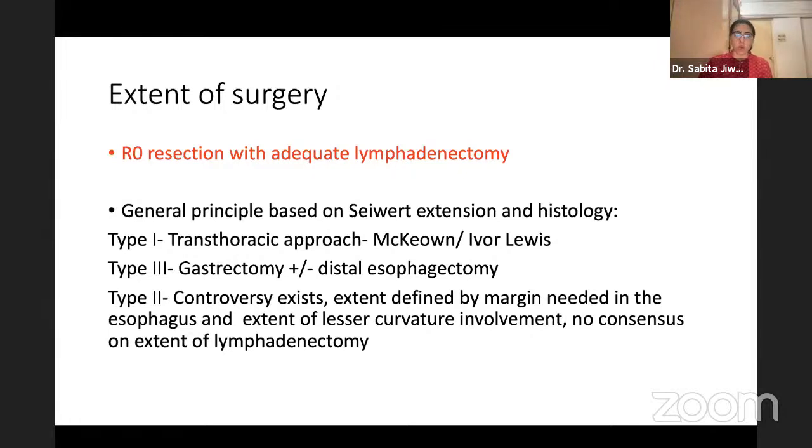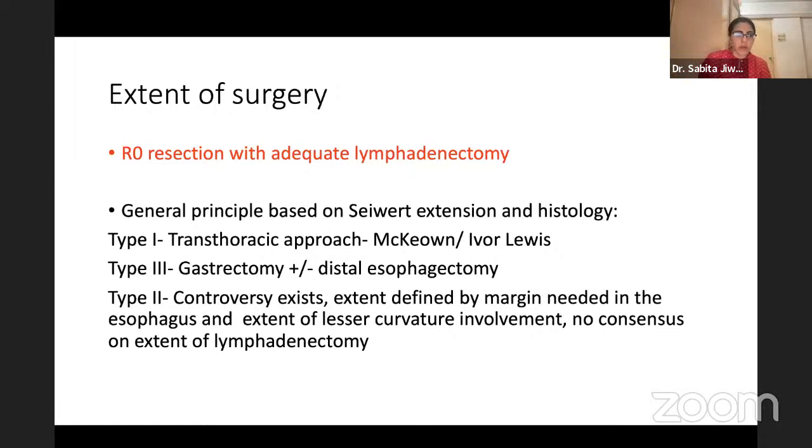And also we decide the extent of surgery based on the histology, whether it is squamous or adeno. Adeno is supposed to have more of a systemic recurrence, more of a systemic disease, whereas squamous has peculiarities such as skip metastasis and more nodal, locoregional involvement. So for type 1 Siewert tumors, usually a transthoracic approach is used, either McKeown, which is more commonly practiced in the Far East, or Ivor-Lewis, which is more commonly practiced in the West.